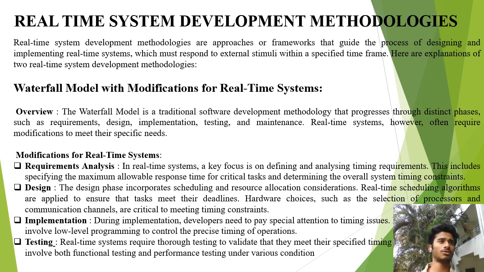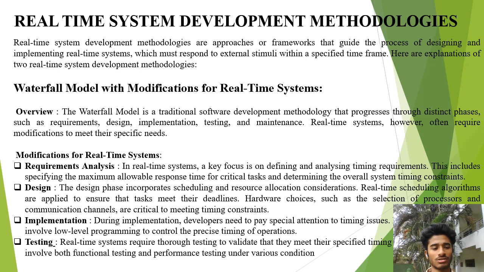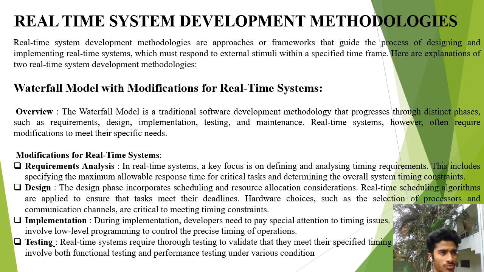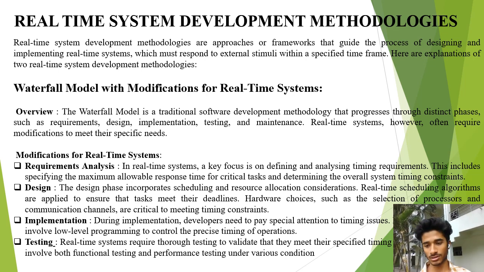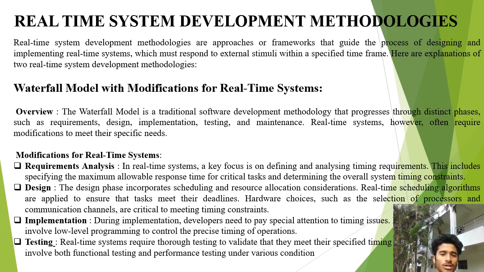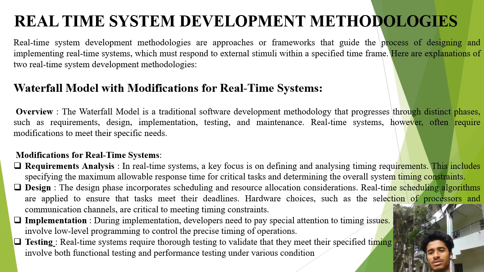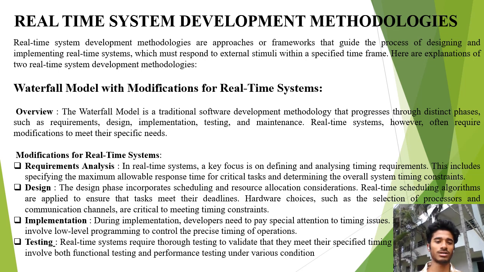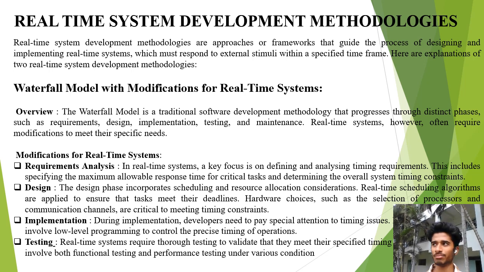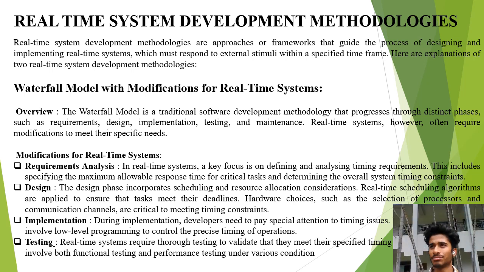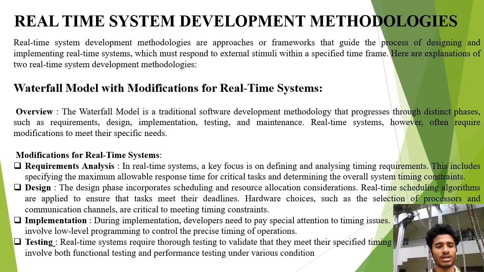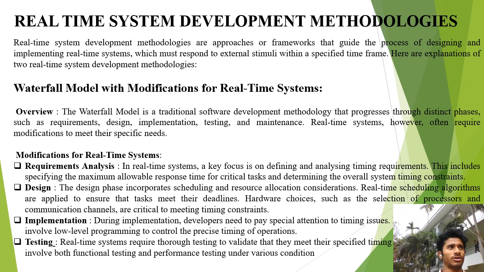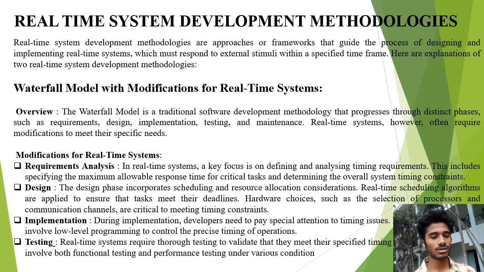The first one is a waterfall model with modifications for real-time systems. So in this, what is the overview of this model? The waterfall model is a traditional software development methodology that progresses through distinct phases such as requirements, design, implementation, testing, and maintenance. Real-time systems, however, often require modifications to meet the specific needs. So, what are the modifications for real-time systems?